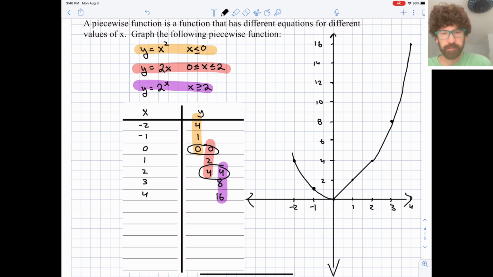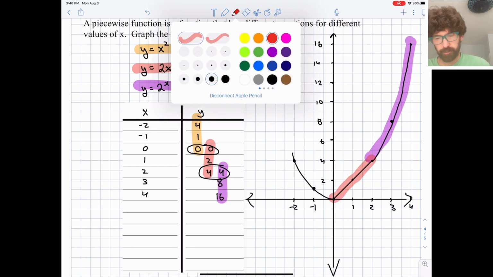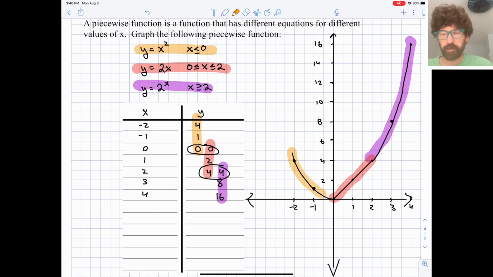Okay, and then just to be really clear, this is the purple part of our function. This is the red linear part, and this is the orange quadratic part. So we have one single function. It's composed of multiple pieces called a piecewise function. And that's a good place to stop right there.